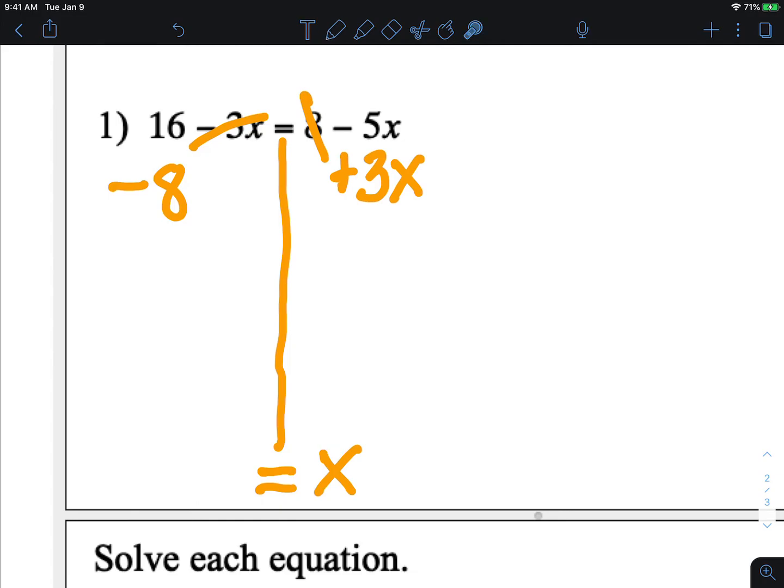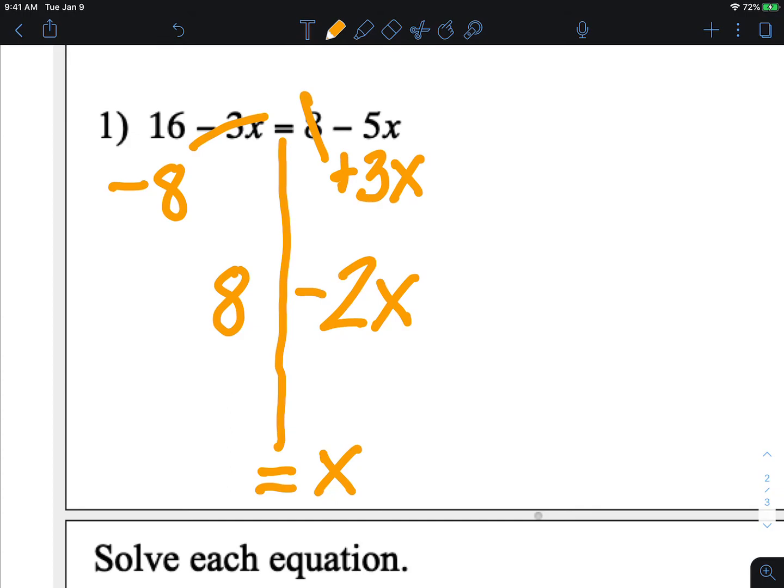So I'm going to do my left side first. 16 minus 8 is 8. Right? And negative 5 and positive 3 are not the same signs. So I'm going to subtract 5 and 3. 5 minus 3 is 2x. And it's going to be a negative because 5 is bigger than 3 and 5 is a negative. So I'm going to have negative 2.